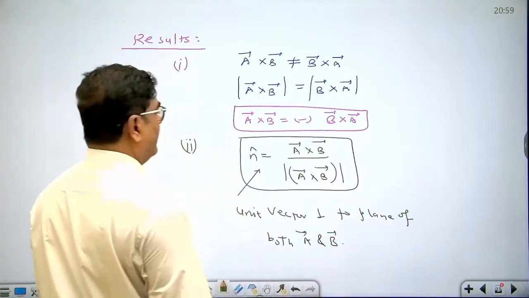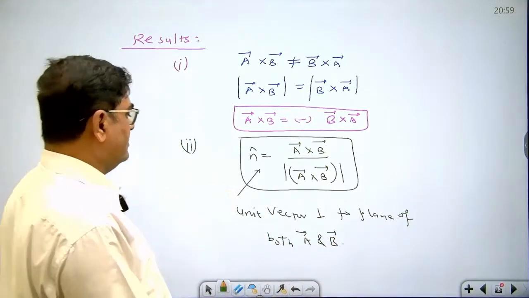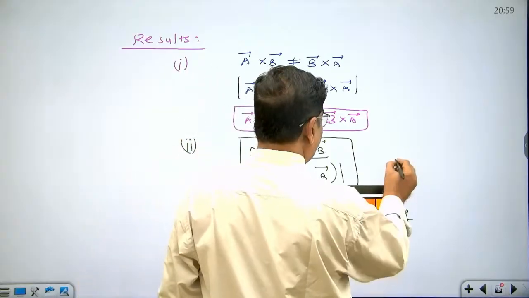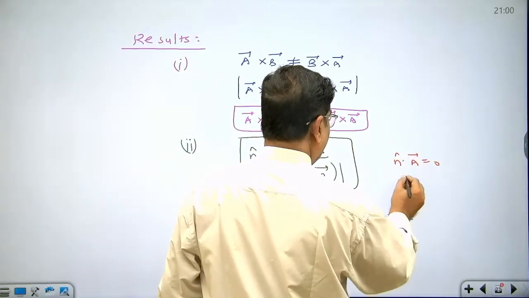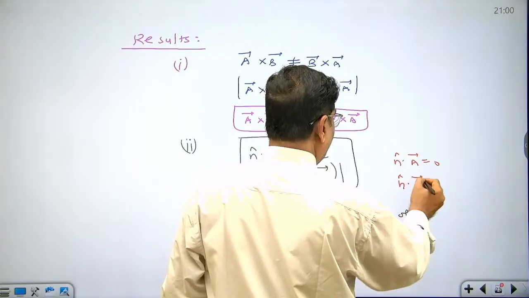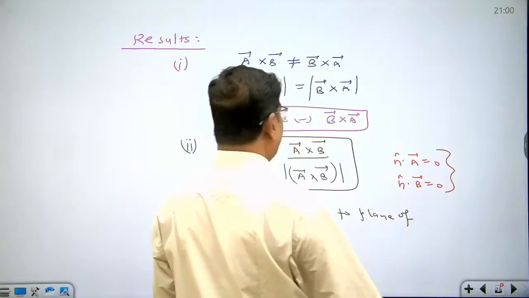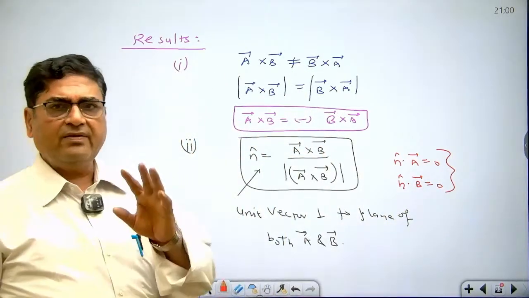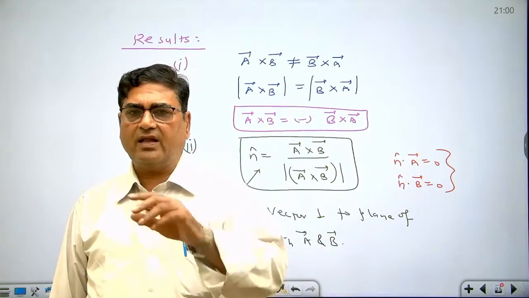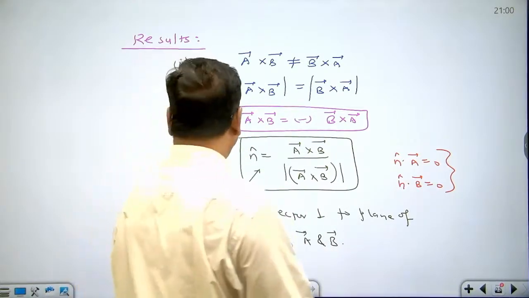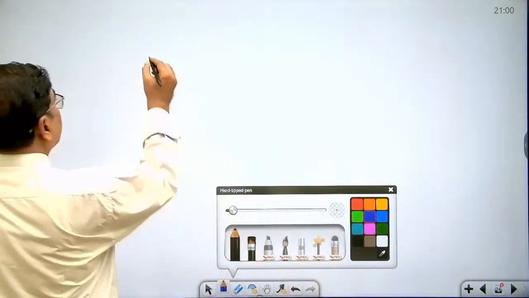If they are perpendicular, we can write indirectly that n cap dot A cap will be 0, and n cap dot B cap will also be 0. But in vector multiplication, it is not necessary that A vector and B vector are also perpendicular. Now let's see the third result. That is also a very important result.